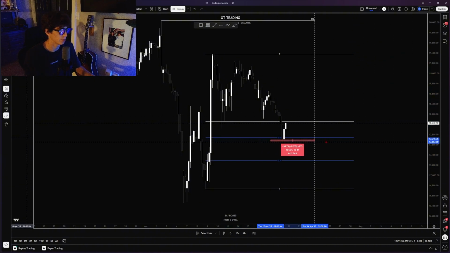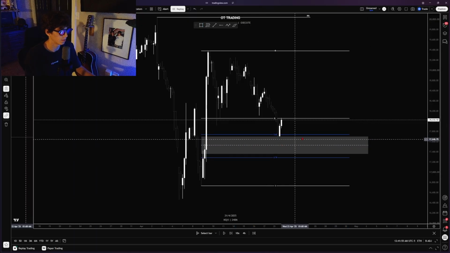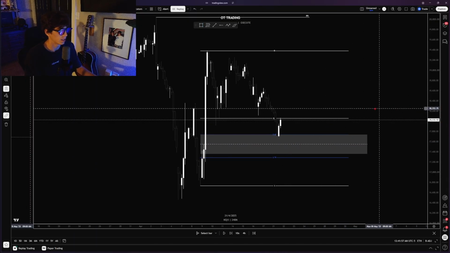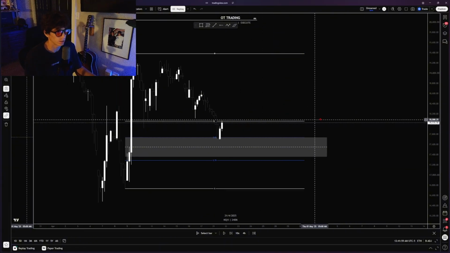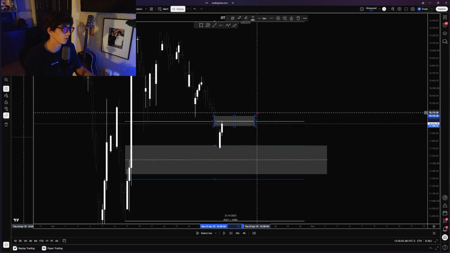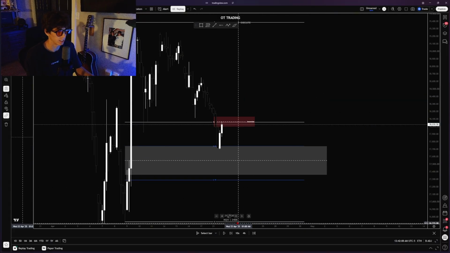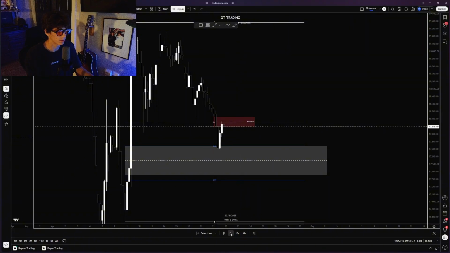As you can see, we tap OTE of this level here. We see that we have this bubble right here. Taps it, and now we want to see some sort of inversion right here for our internal model because we just don't blindly trade off of OTE. So once we get an inversion here, let's see when we get it.